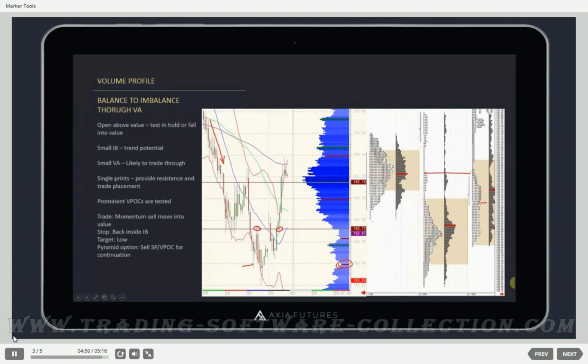Keep your eyes on them. The prominent VPOCs work as well, so watch out for prominent VPOCs. They will attract the market. Once we got through the close, we get a small squeeze, and then the market turns around again. So watch out for those prominent VPOCs, and as I say, carry forward the information that the close had not yet been tested, so you expect the close to get tested.